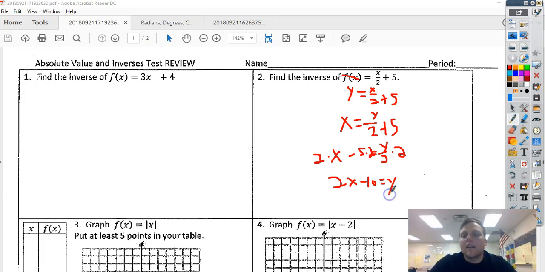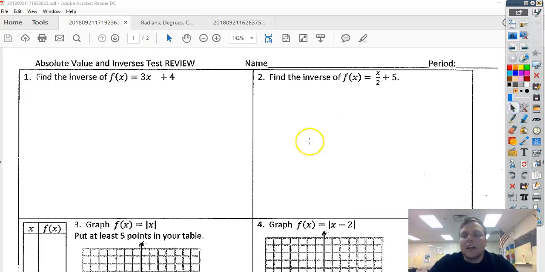Something I forgot to write on the last problem that I should have is then at the very, very end, you should change y back to being f raised to the negative 1 of x, which is just the symbol that means inverse. Okay? All right. Let's go on. Let's try to do problem number 3 together.